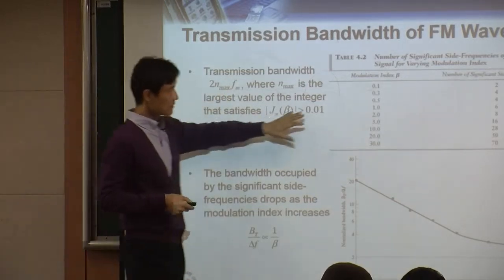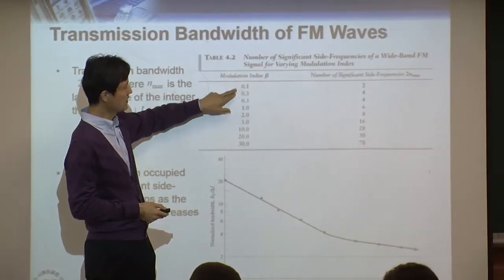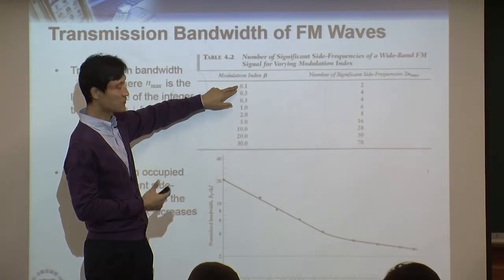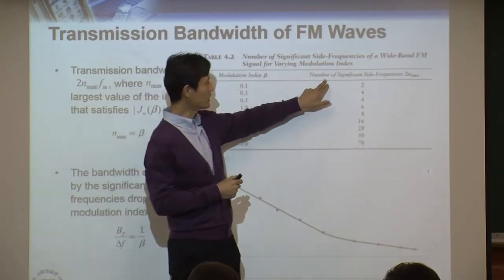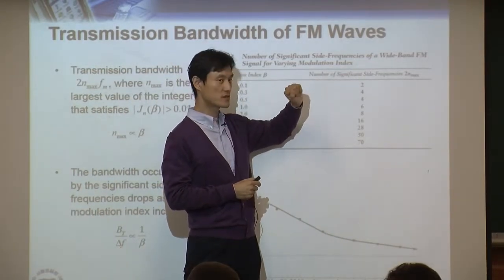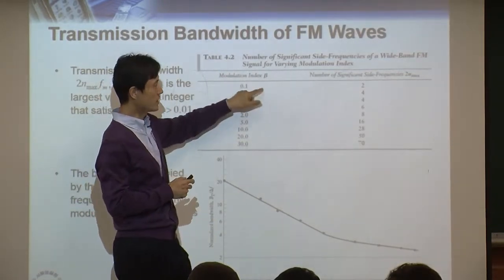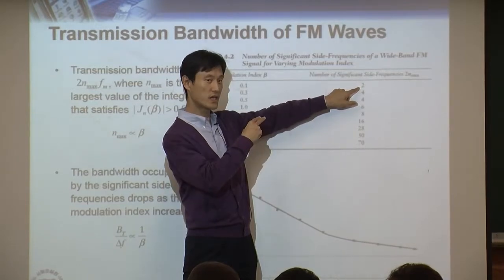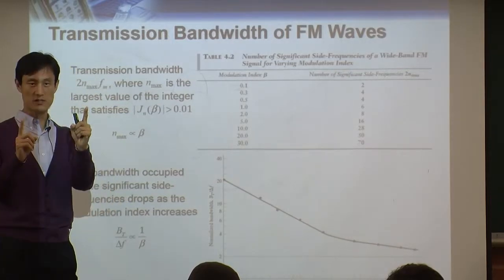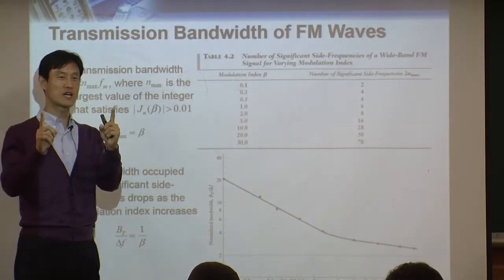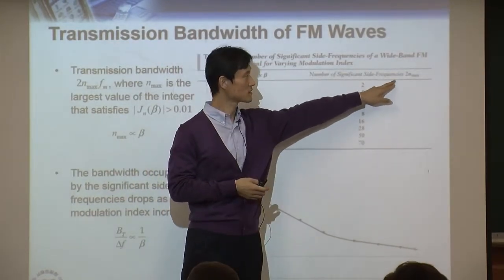So this table and this figure show that when you change the modulation index beta, let's say beta is 0.1, a very small beta value, and you increase it up to 30, what is the number of significant side frequencies in your bandwidth? If your beta is a small value, then you have only 2. That was the case of narrowband. Remember in narrowband we have FC, and also FC plus FM and FC minus FM. So we have only 2 side frequencies.